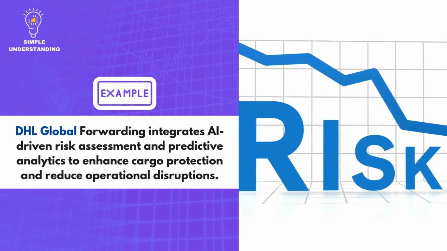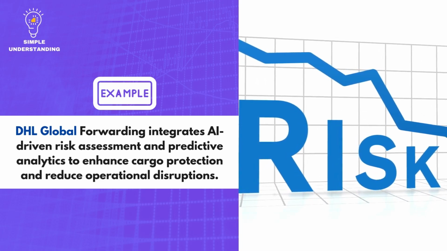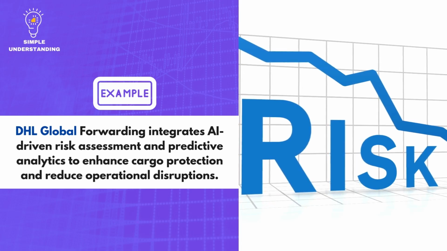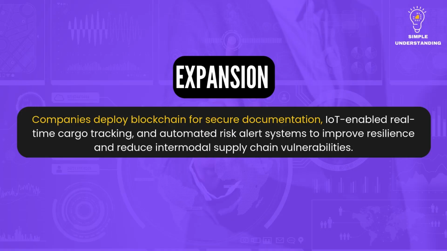DHL Global Forwarding integrates AI-driven risk assessment and predictive analytics to enhance cargo protection and reduce operational disruptions. Expansion. Companies deploy blockchain for secure documentation, IoT-enabled real-time cargo tracking, and automated risk alert systems to improve resilience and reduce intermodal supply chain vulnerabilities.